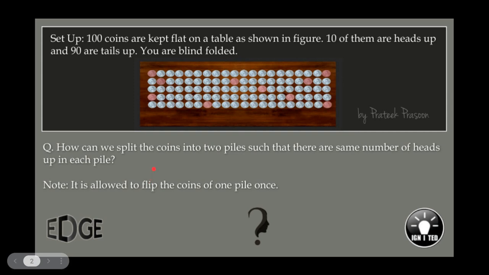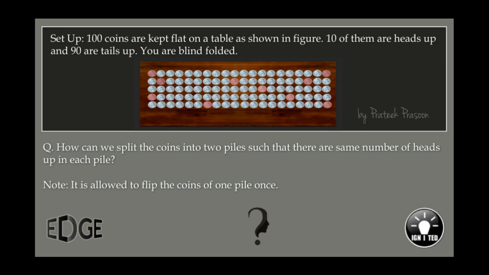So first understand the setup. There are 100 coins kept flat on a table as shown in the figure. 10 of them are heads. So let us consider the red ones are heads. 90 are tails up. You are blindfolded, so you can't see which one is head and which one is tail.